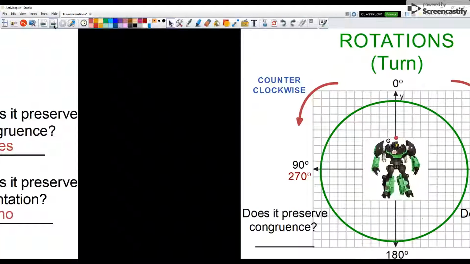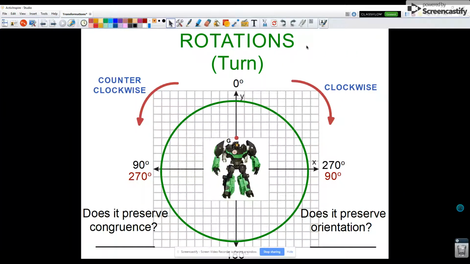Our next transformation is called a rotation, otherwise known as a turn. A turn or rotation can occur one of two ways: clockwise, going the way a hand turns on a clock, or counterclockwise, the opposite direction. For a transformation, when we're dealing with rotations, counterclockwise is the one that is understood, unless it is told to you. So if it's not told which direction you are turning, you understand that it is counterclockwise.